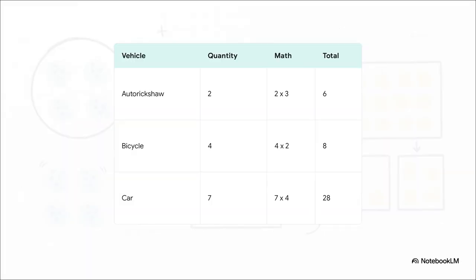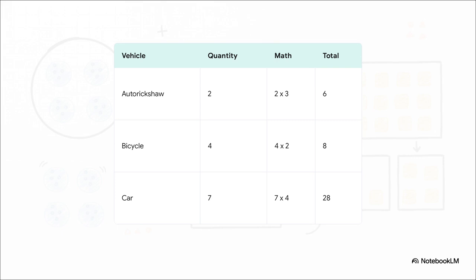So the real takeaway here is that by systematically identifying the number of vehicles and then multiplying that by the number of wheels per group, we can solve this moving traffic puzzle in an instant. Let's trace the math. 2 auto rickshaws times 3 wheels each, that's 6. 4 bicycles times 2 wheels, 8. And then the big one, 7 cars times 4 wheels gives us 28 total wheels.